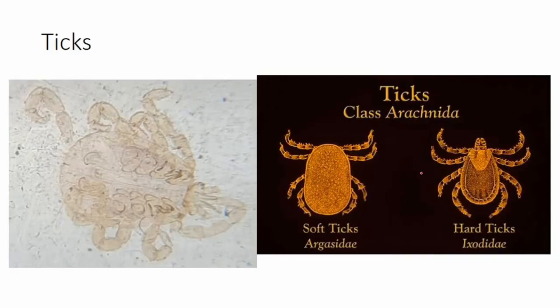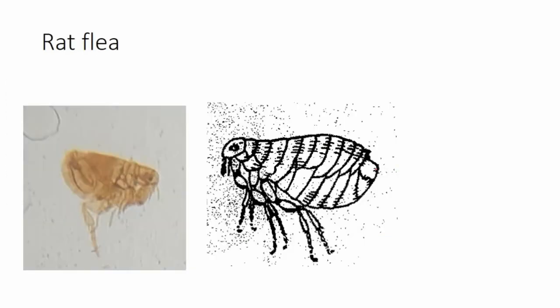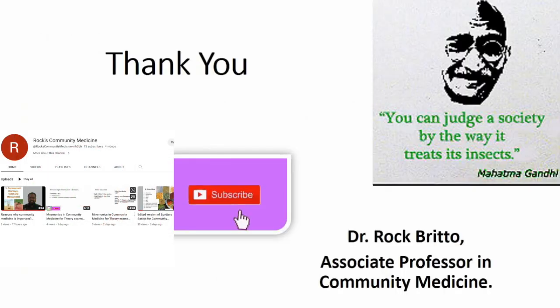Then ticks: soft ticks and hard ticks will be confusing. It has 4 pairs of legs. When the head is out, it is a hard tick, and the shape is also a little conical. And here the shape will be rectangular. After a blood meal, this will be very much apparent. Then we are moving to the rat flea. This is the classical image given in textbooks. It looks similar to this. We can easily identify if we remember this rat flea pictorially.